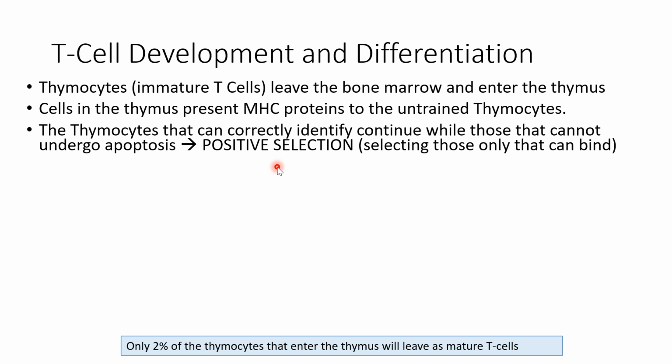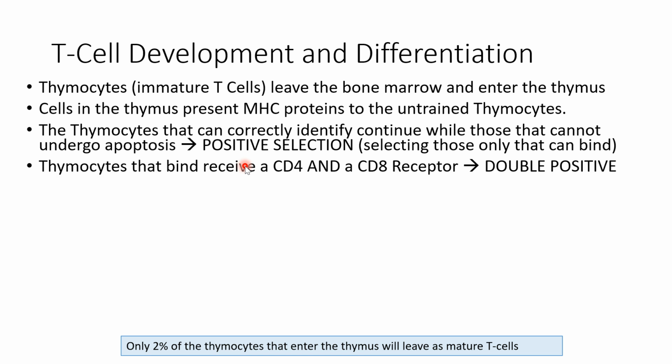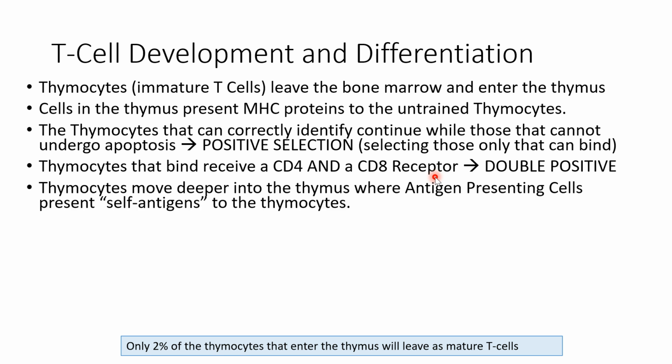This is called positive selection because we're only keeping the thymocytes that actually can bind to the MHCs, that can recognize it. So now that the thymocytes can recognize the MHCs, they are awarded a prize by getting a CD4 and a CD8 receptor. So they're going to get these receptors now. They're the little prizes.